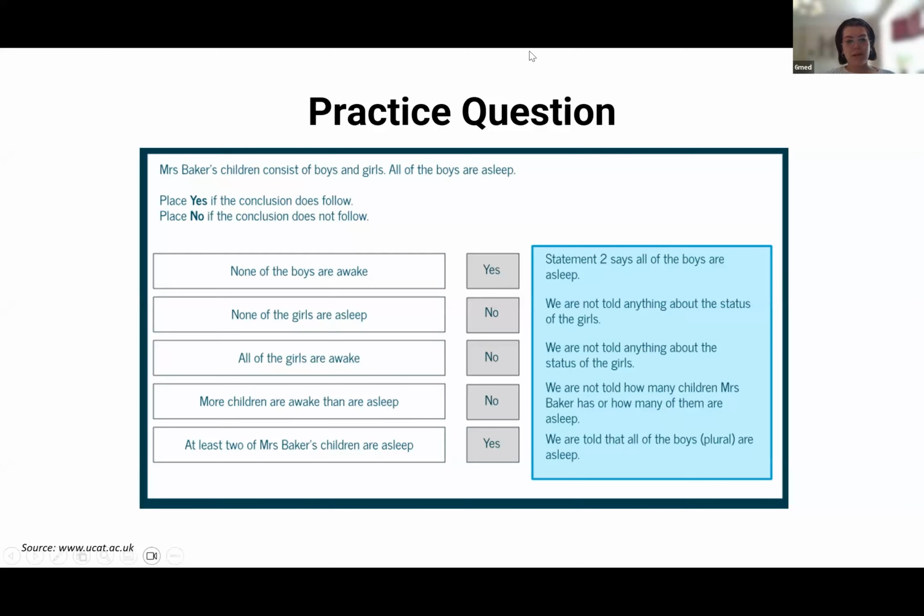But here you can see as well the importance of vocab. So the first conclusion says none of the boys are awake. The third one says all of the girls are awake. Paying attention to those quantifiers will change what logical conclusions you can make. So just be very careful with what they say. And again, you'll notice that the absence of information in the text determines the answers to multiple of those conclusions.